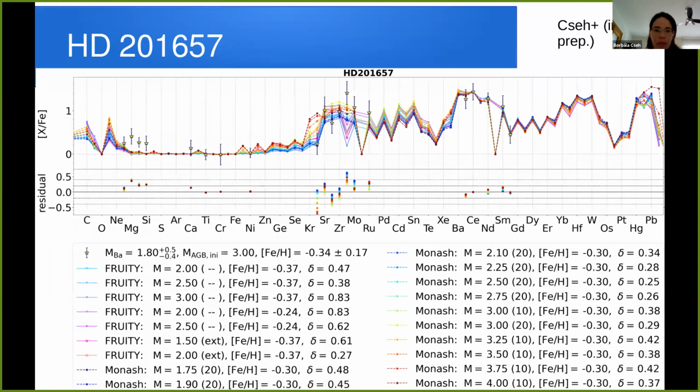So here is a first example of one of the barium stars. Here you can see many models with different colors. It's a solid line for the FRUITY models and a dashed line for the Monash models. And also you can see the estimated mass of the barium star and the initial AGB mass from the Jorissen paper, and the metallicity. As you can see, the models have different metallicities. These are all within the range of the barium star's metallicity. And you can also see the dilution factors of the models.